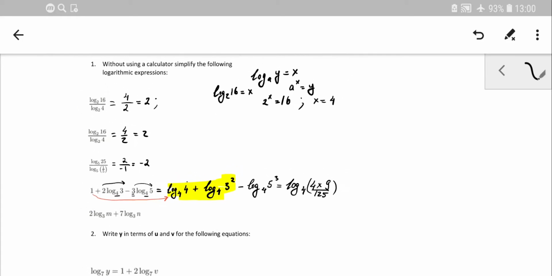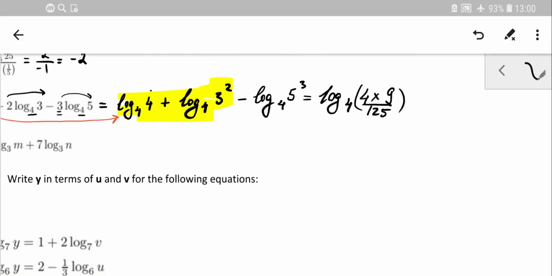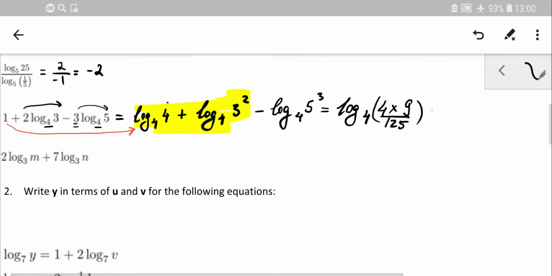And that's without using a calculator, just simplify. So I'm not supposed to calculate anything. So I just use log base 4 and I leave 4 times 9 is 36 over 125. Obviously, you can calculate if you want to, in order to get decimals, fractional numbers, surds. In this case, obviously some decimal. You just need to use a calculator and calculate.